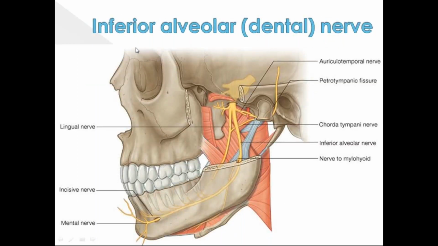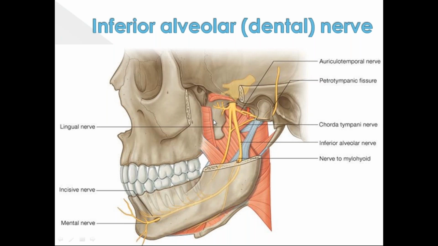The next largest nerve, and the continuation of the posterior division of the mandibular nerve, is the inferior alveolar nerve. This is also otherwise called the dental nerve because it mainly supplies the mandible, that is the lower jaw. It conveys both sensory and motor fibers. It emerges under cover of the lateral pterygoid muscle, which is removed here.